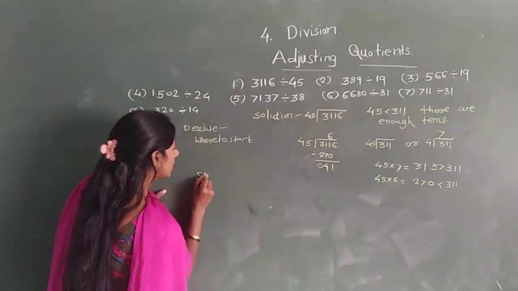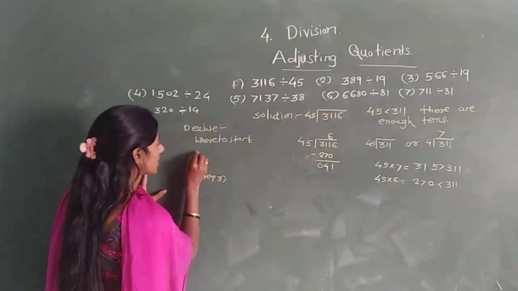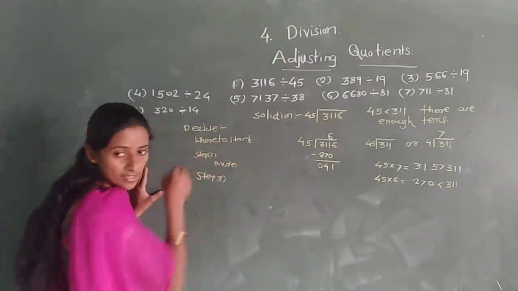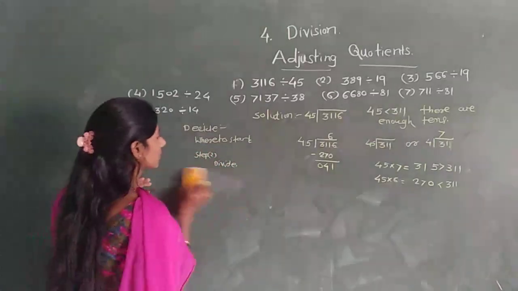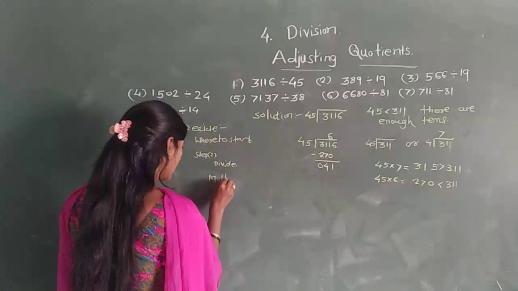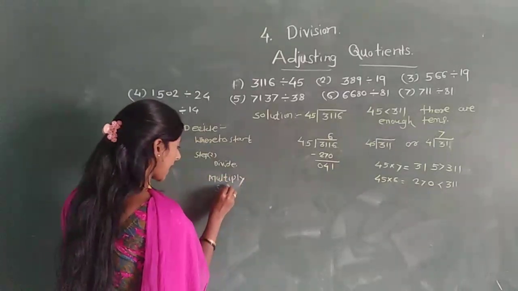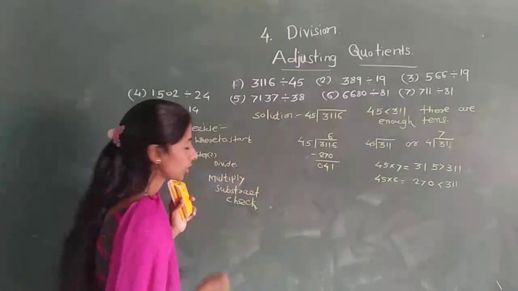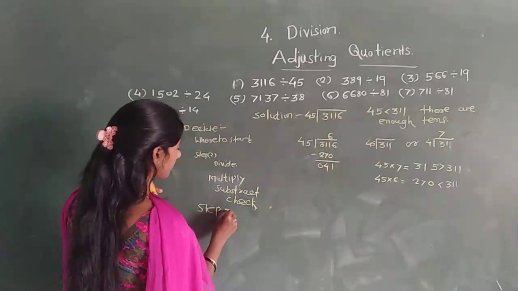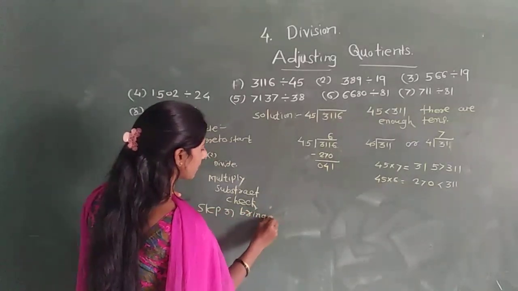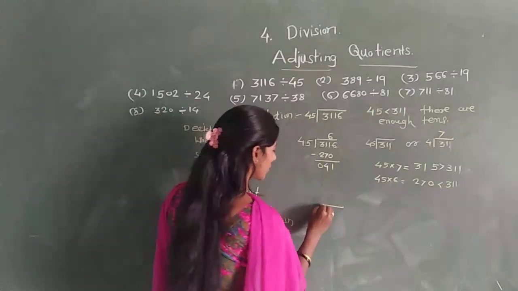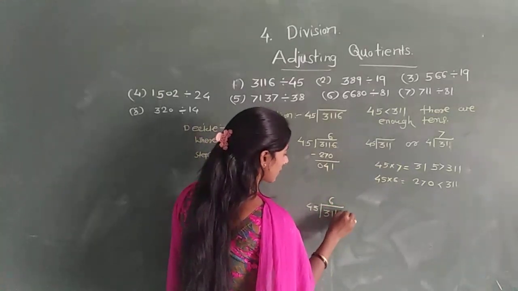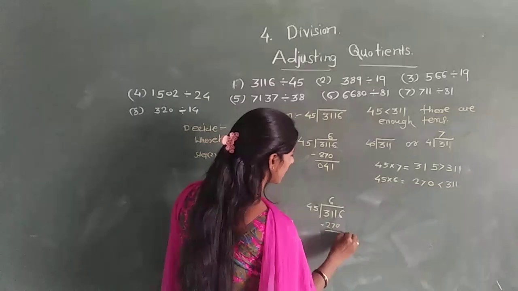Okay, so step number 2: divide. You know that this step is divide, multiply, subtract, and check. Step number 3: bring down. Okay, so next step. 45 is as it is. 311 minus 270 here is 41.